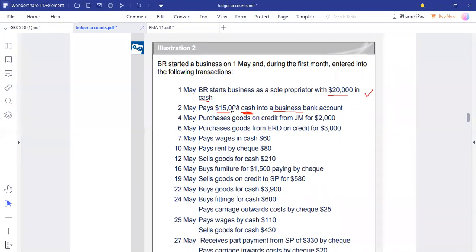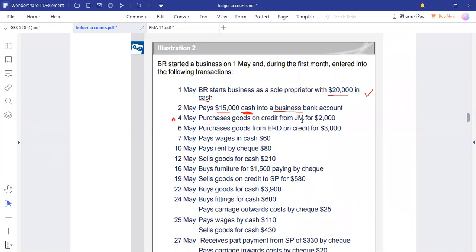The second one, 2nd May, our company paid 15,000 into the bank account. Whenever the transaction is happening within one system, we call that a contra entry. So what is happening? The bank is receiving, so the bank account, we debit. The cash account, we credit. So who wants to try transaction number 4?